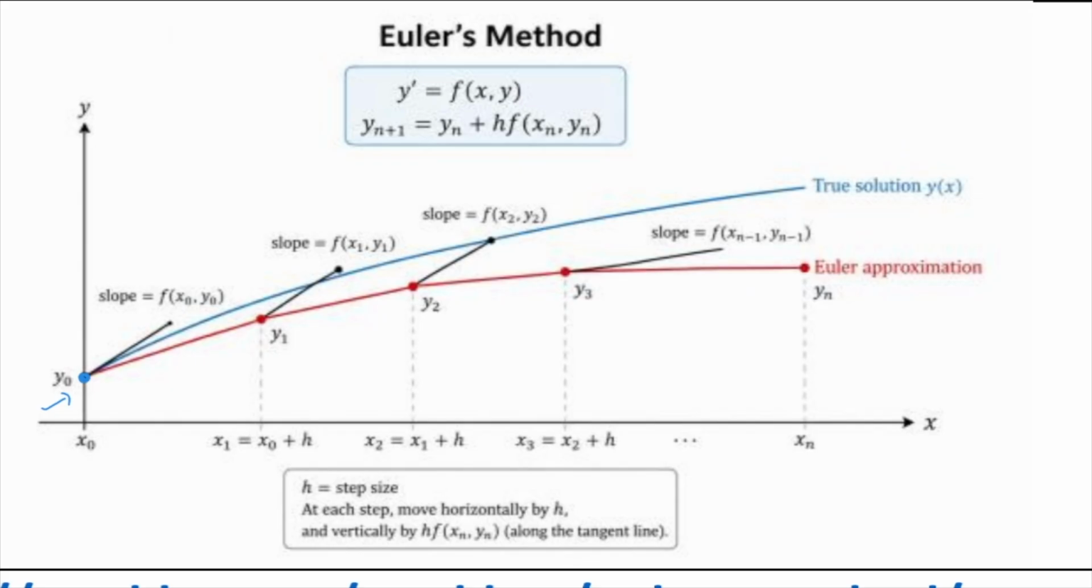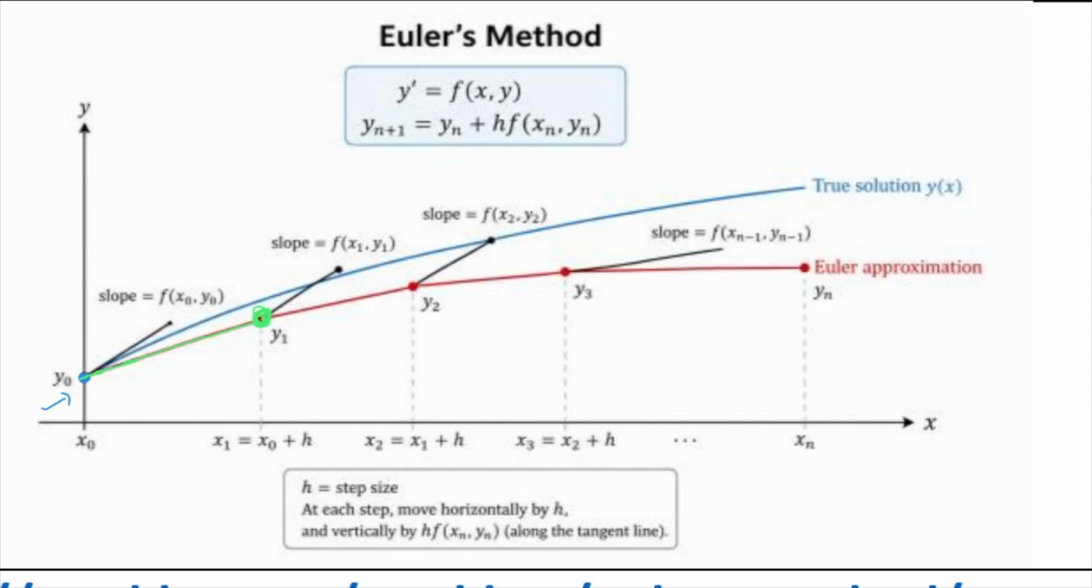So we know the slope, we know the point, we can write the equation of the tangent line. We follow that line to a new x value. And that x value, once we substitute it into our linear approximation, will give us a new y value.